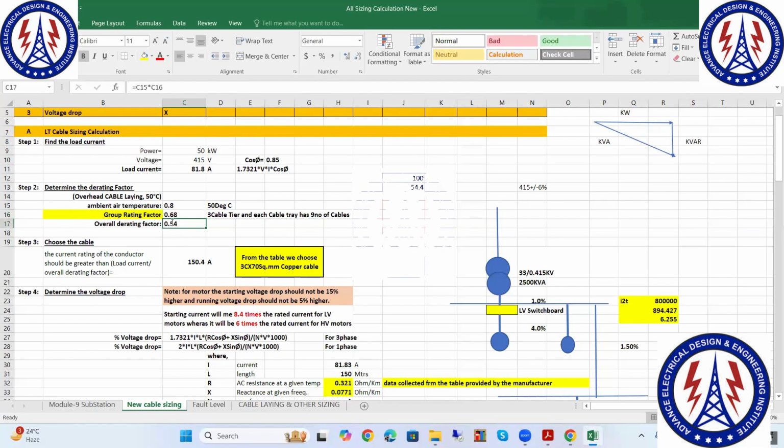The overall factor will be the multiplication of both factors, which is 0.54. Suppose you select a cable which can carry 100 ampere; after this derating, that cable will carry only 100 into 0.54, which means 54 amperes. That cable will not be sufficient for this current. So we divide by this derating: 81.8 divided by 0.54 is 151. So I will select a cable which can carry 151 ampere.